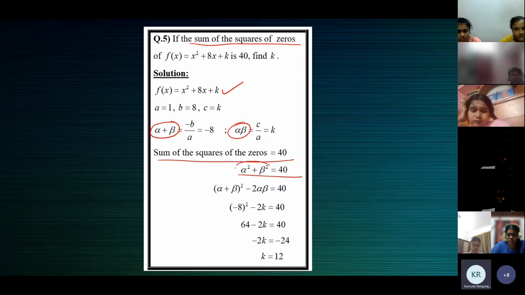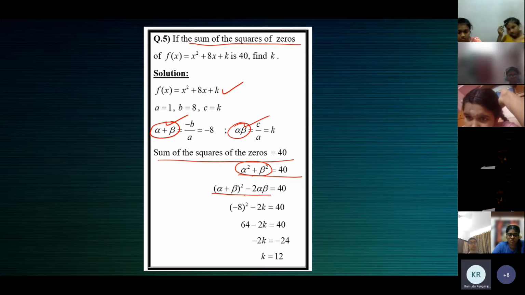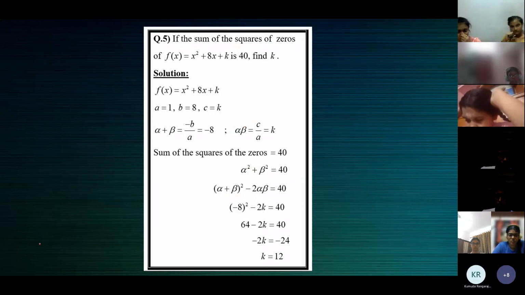Now this alpha square plus beta square, you do not know the value of this one. You want to write it using alpha plus beta and alpha beta because you know their values. So with the help of the identity, alpha square plus beta square is equal to alpha plus beta the whole square minus 2 alpha beta. So we replace this with this, which is equal to 40. Now we substitute the values and solve to find the value of k. Very easy.